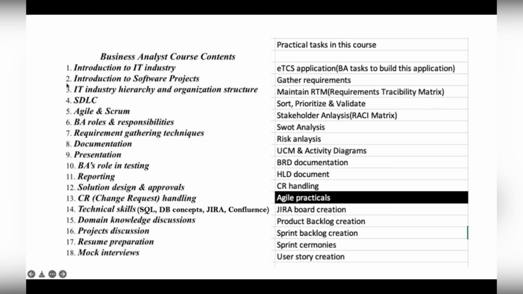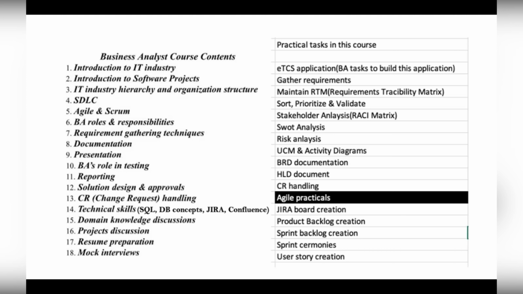So let's get back to the fourth chapter, SDLC. SDLC is the software development lifecycle, which is a process of developing a software product. But in order to develop this product, there are various methods. Currently the most prominent ones are the waterfall methodology and the agile methodology. We'll understand what a waterfall methodology is and what agile and scrum methodology are.